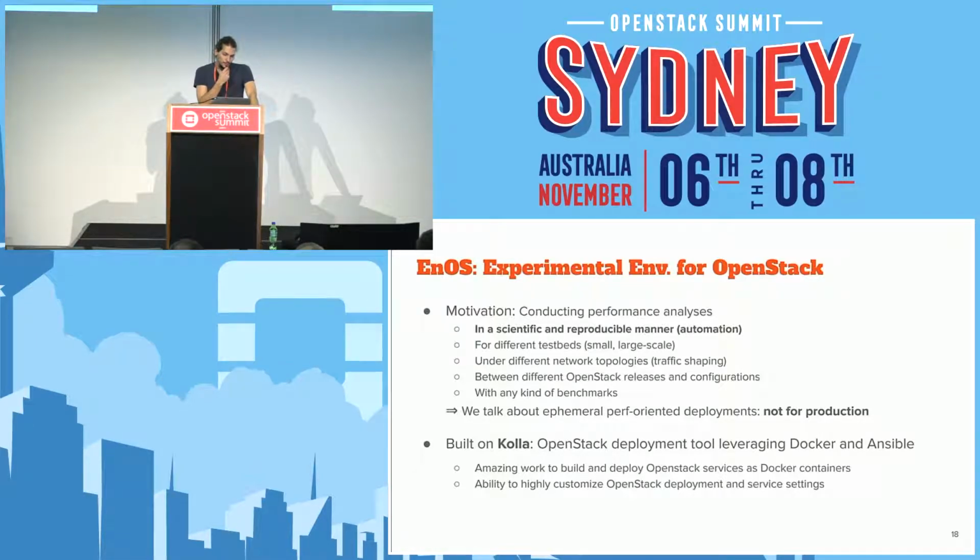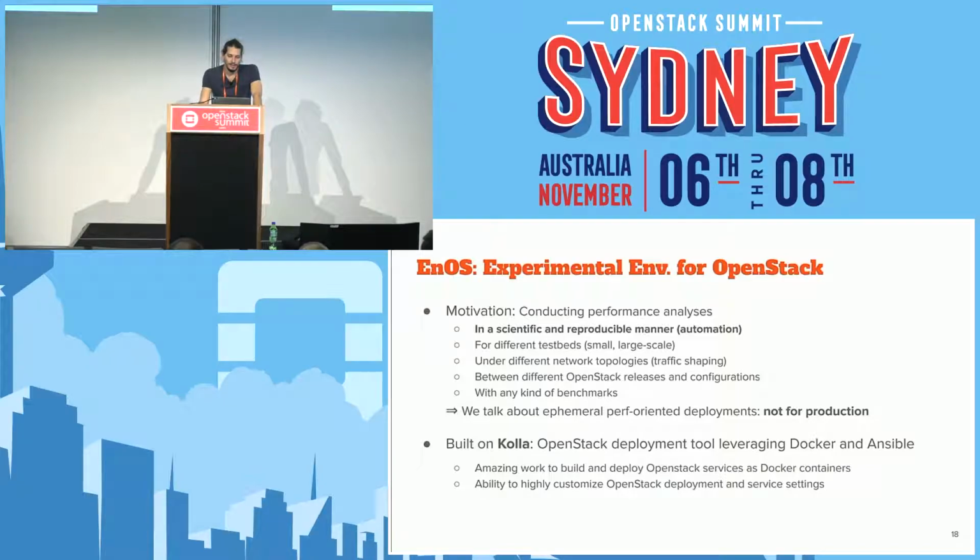We want to manage different network topologies. So for that, we want to support the traffic shaping. EnOS enables you to run different kind of benchmarks with different OpenStack release and configuration and services configuration. So just to be clear, EnOS is meant to deploy ephemeral deployment of OpenStack, and it is not made to run OpenStack on production. It's just focused on performance analysis.